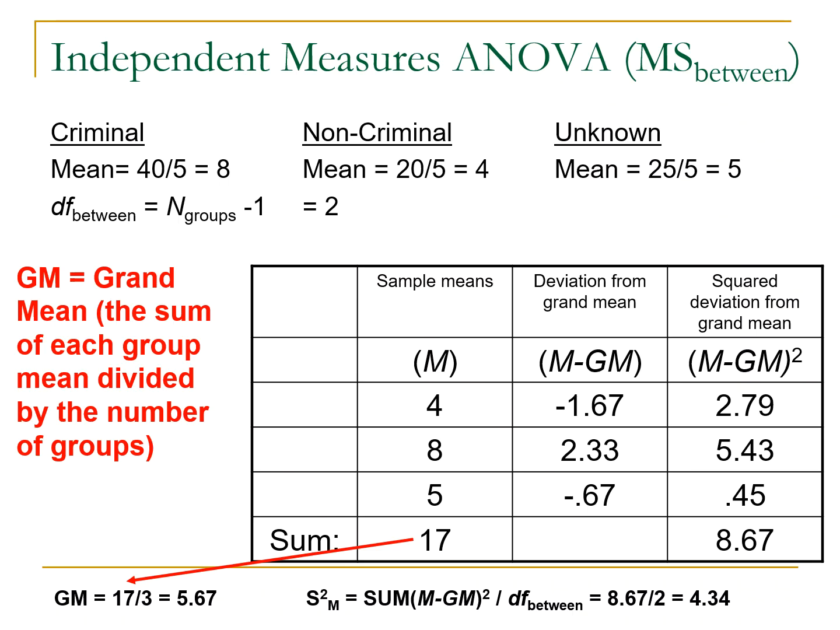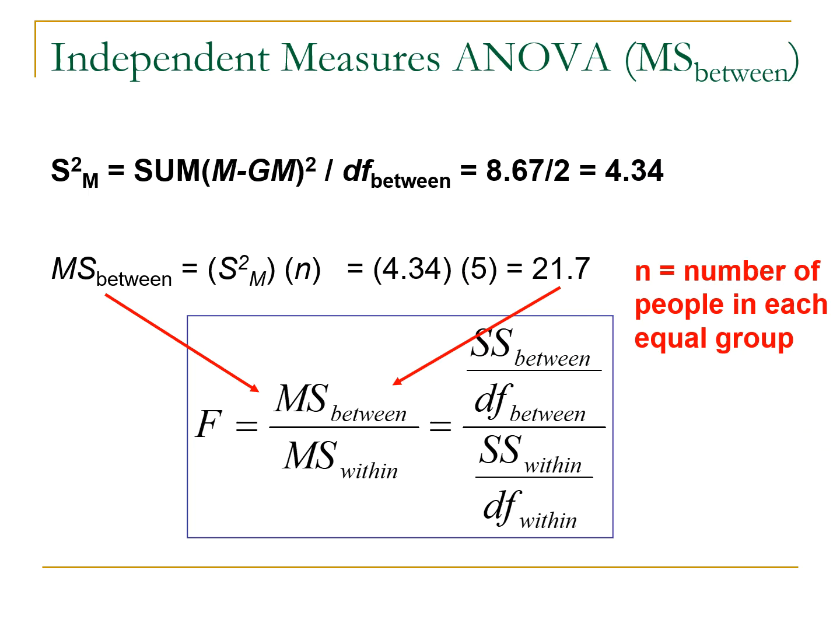That becomes 8.67. We now need to divide it by the degrees of freedom between. This is the number of total groups minus 1, so 2. So 8.67 divided by 2 is 4.34. So our sums of squares between is basically the value we just calculated times the actual number of people that are in each group. Again, we're assuming an equal number in each group. In this case, it's 5. So the total is that 4.34 we just calculated times 5, which is 21.7. We now have the top of our equation.